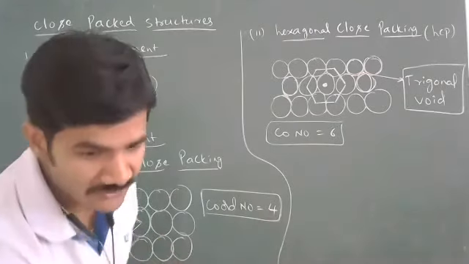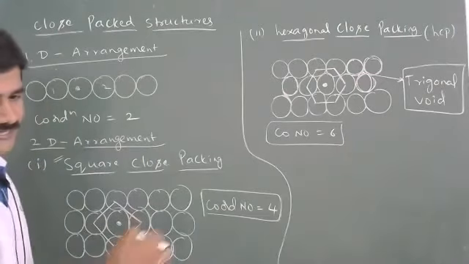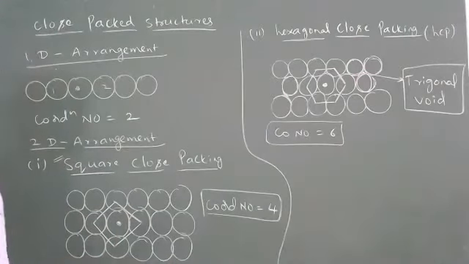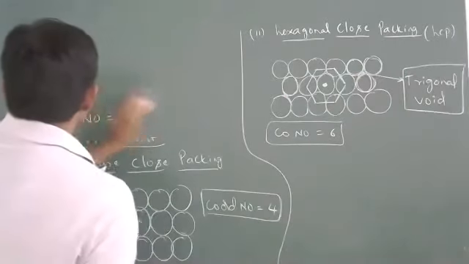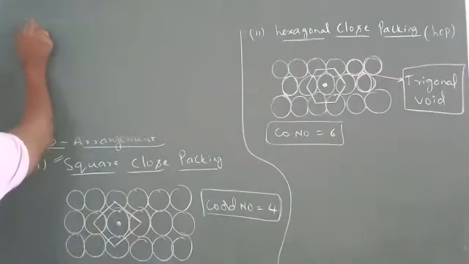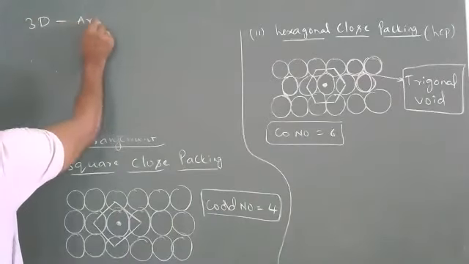So this is a 2-dimensional arrangement. This is a 2D type of arrangement. Now let us explain the three-dimensional arrangement. In 3D arrangement, how can we arrange the atoms in three dimensions? Are you able to follow? Are you able to understand? Okay. Now, let us see the 3D arrangement.